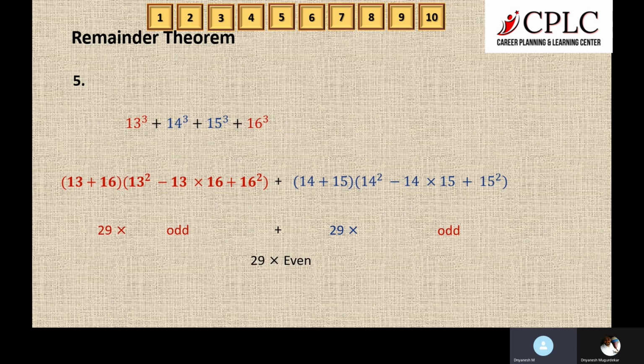So what we are doing is this entire expression gets converted to 29 into an even number, which was supposed to be divided by 58. If you remember, 29 twos is 58. That means whenever you multiply 29 with an even number, that is by default going to be a multiple of 58. And when a multiple of 58 is divided by 58, obviously the remainder will be 0. So the answer of this question is option 1, which is 0.